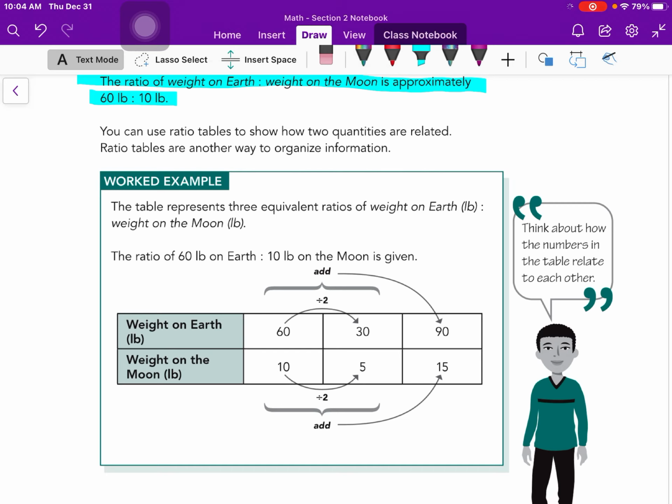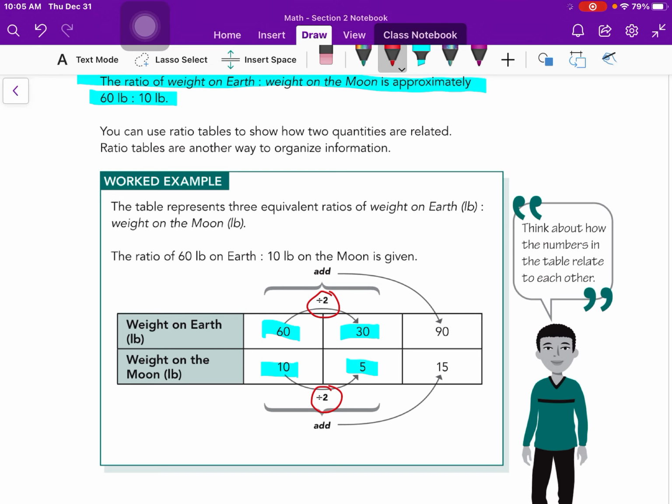So this table shows our weight on Earth in pounds and the weight on moon in pounds. So here's that original ratio we saw, 60 to 10. And we can make predictions then about different people's weights and how much they would weigh on the moon. For example, if you didn't weigh 60 pounds, you only weighed 30 pounds on Earth, how much would you weigh on the moon? You'd weigh 5 pounds. And the way they found this was by dividing by 2, or taking half of it.